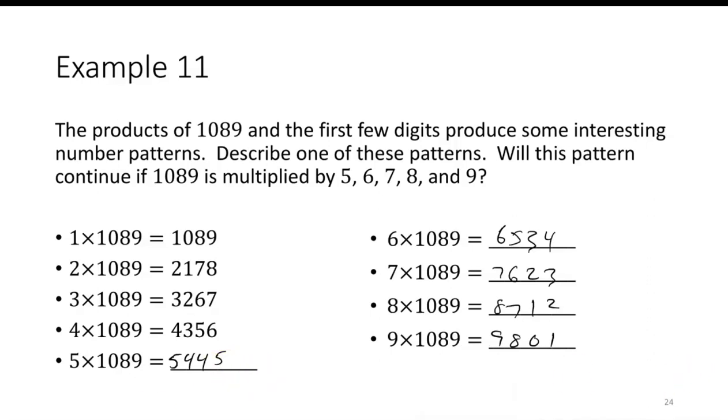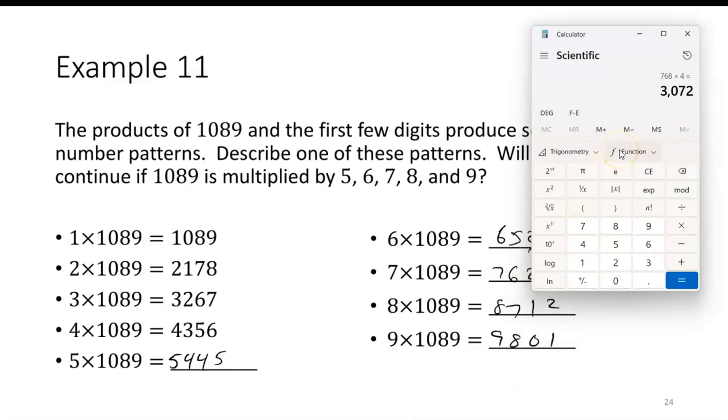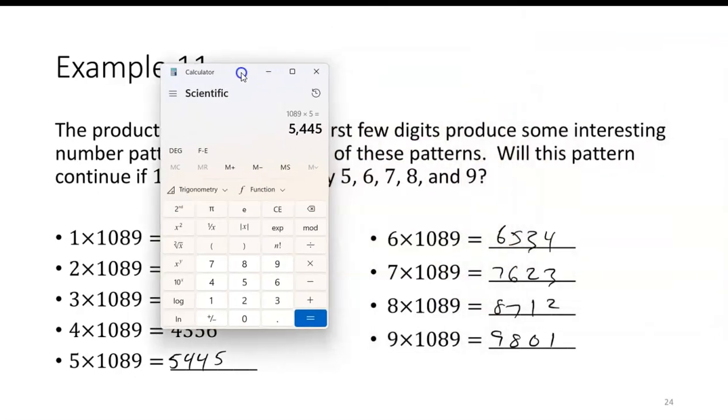Well, let's see. You check a couple of them. So if I go 1089 times 5, that's 5,445. From there, let's try adding. If I add another 1089, that puts me at 6,534, then 7,623, then 8,712, 9,801. So the pattern does work.